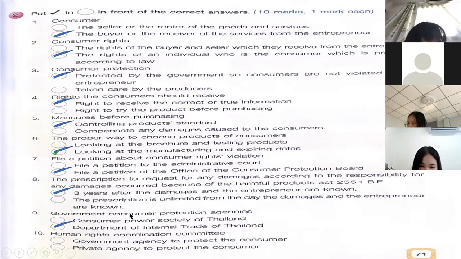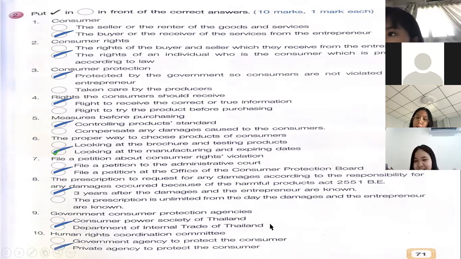Human Rights Coordination Community. So this one, we didn't discuss this yet. We are going to discuss this next Monday. Okay. So for this one, I will give you an answer first. The answer is private agency to protect the consumers. Okay.